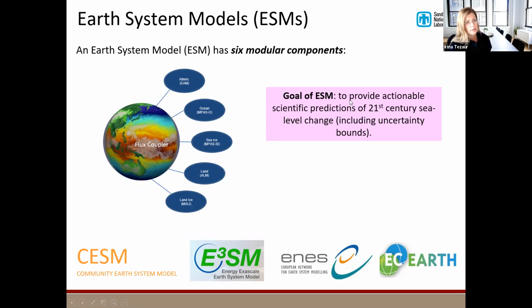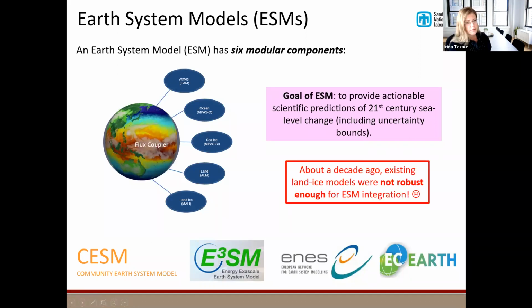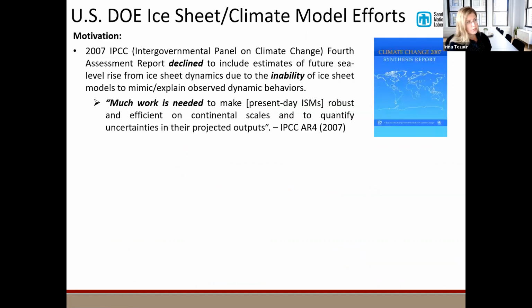The goal of these models is ultimately to provide actionable scientific predictions of 21st century sea level change, including uncertainty bounds. And just to sort of motivate a little bit this project and this work that I'm talking about, just to put it into perspective, about a decade ago when I first started working on this, there was a real problem, namely there wasn't a robust enough land ice model out there that was appropriate for integration into one of these ESMs.